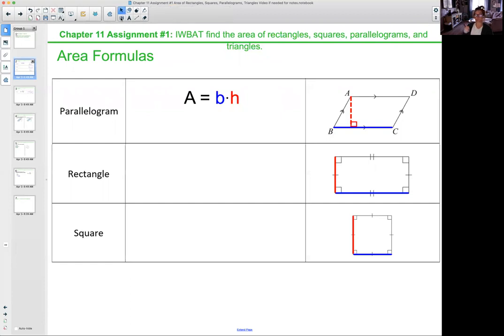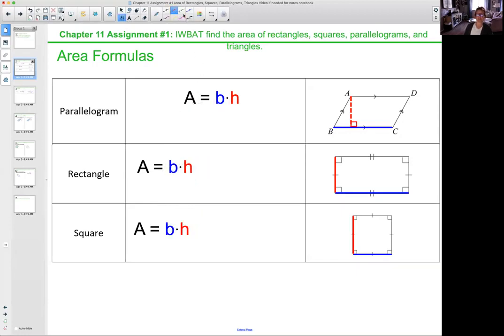So first thing we're going to talk about is the area formula for parallelograms. One thing I really want you to understand is that rectangles and squares are just special types of parallelograms. So they have the exact same formula. So the formula for a parallelogram is base times height. Therefore, rectangle is base times height as well, and so is the square.